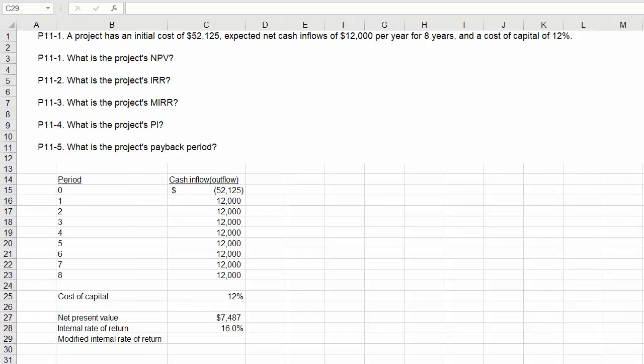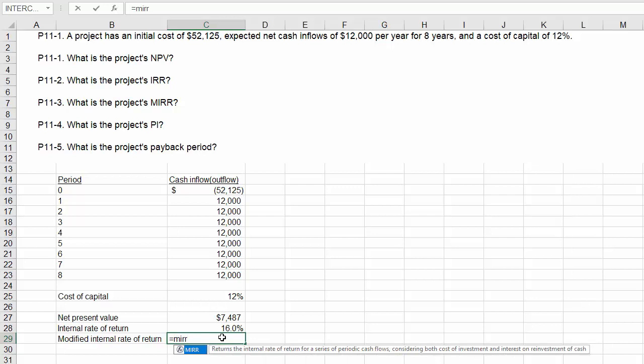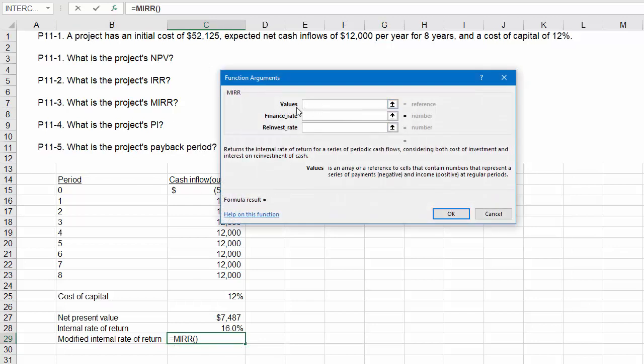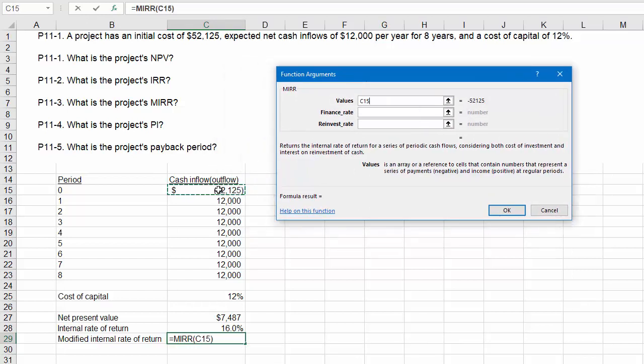Okay, next I'm going to illustrate how you would solve the modified internal rate of return. You would type equal MIRR, hit the left parenthesis, and again, you could put the variables or parameters in here, but I like to call up the insert function button, and then I just point to the values, just like the IRR function. But now it wants to know the finance rate and the investment rate.